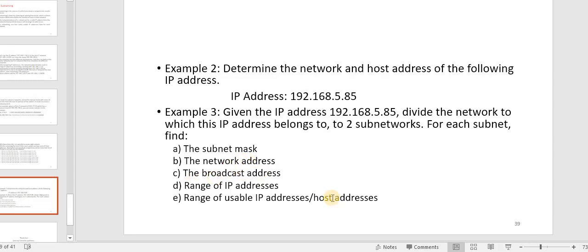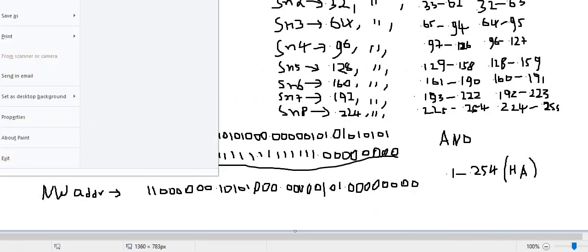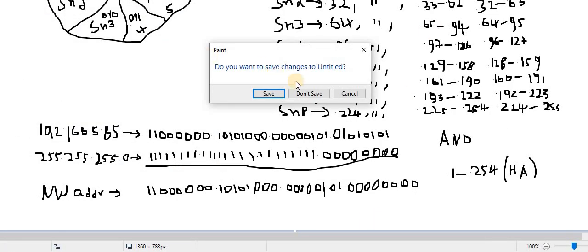For the second example, given the same IP address, divide the network to which this IP address belongs into 2 subnets. For each subnet, find the subnet mask, the network address, the broadcast address, the range of IP addresses, and the range of usable IP addresses or host addresses. So it's the same kind of question. The difference is that in example 2, we weren't asked to divide the network into subnets. Given an IP address, determine the network and host addresses was the question.